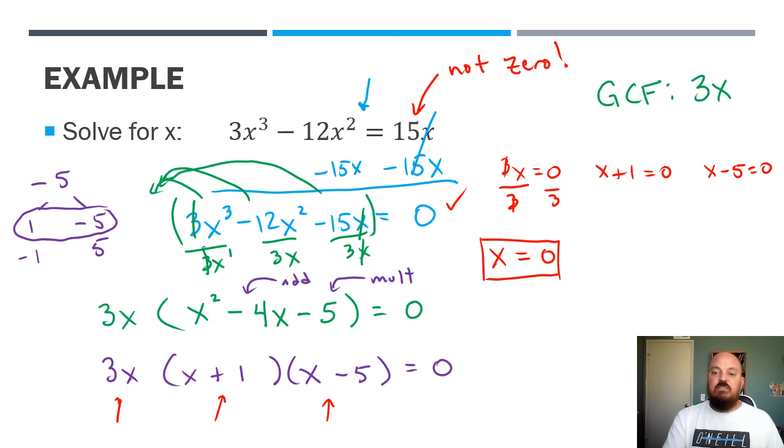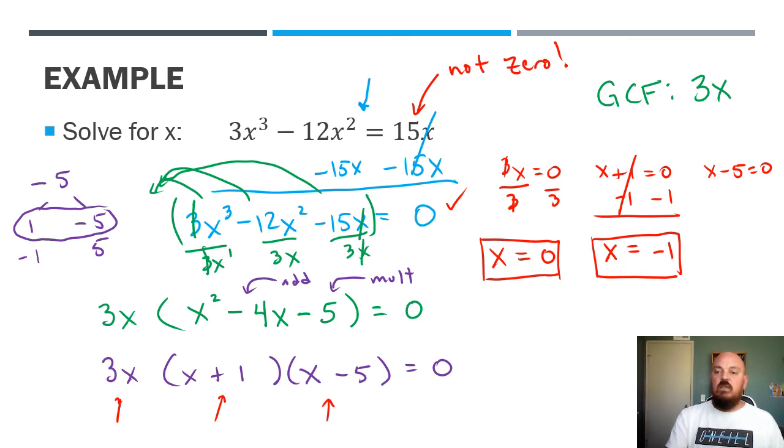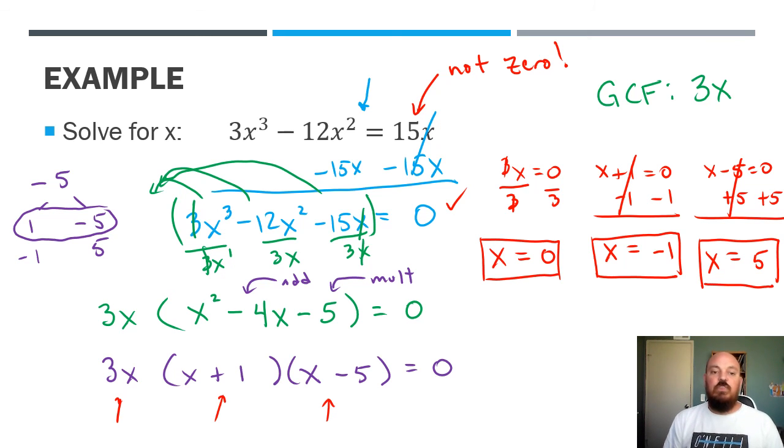For the second one, I have an x plus 1, so I'm going to subtract 1 from both sides, cancel that out. 0 minus 1 is negative 1. And for my last one, I have an x minus 5, so I'm going to use a plus 5 to cancel that. And x ends up equaling 0 plus 5, which would be 5. So you have 3 possible answers, 0, negative 1, and 5.